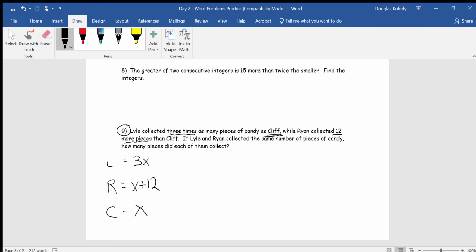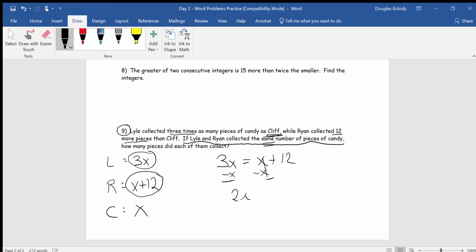Now comes the next sentence. If Lyle and Ryan collected the same number of pieces of candy, the same means equal. So we have Lyle and we have Ryan. Apparently these two things that I just circled are the same, so I'm going to write that as an equation. 3x is the same as x plus 12. They are equal. From here, let's solve. Subtract x over to the left and get 2x equals 12. And divide by 2 and get x equals 6.